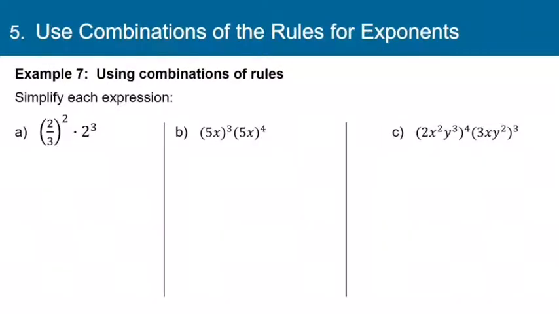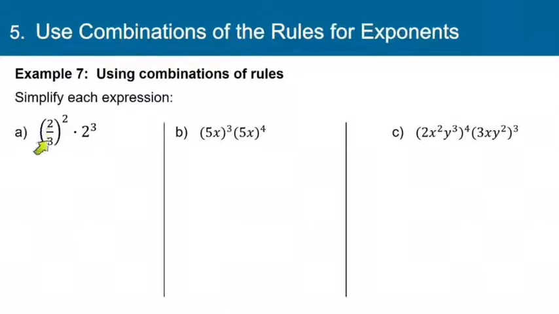So here is example 7, and you're going to see that we'll be able to apply at least 2 rules in every problem. And just notice that the instructions say simplify each expression. So again, remember, simplifying means work it out so that the parentheses are not necessary and so that each base occurs only once. And if you have a constant raised to a power that you can work out relatively easily, you should go ahead and do that.